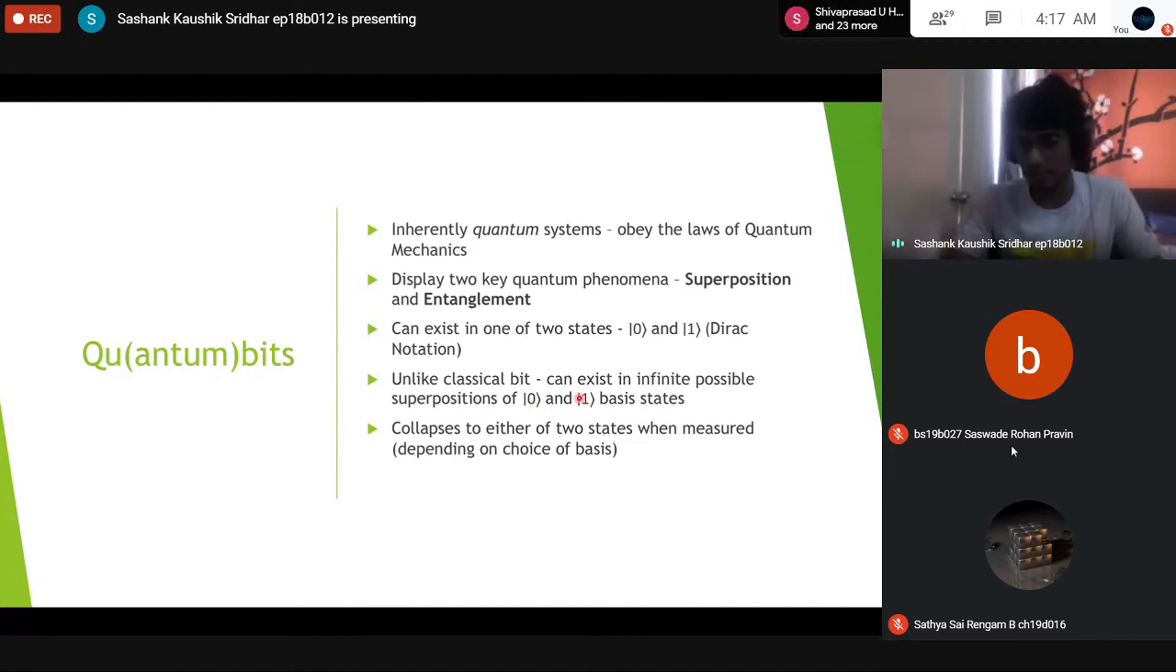And you can choose this basis, the 0 and 1, depending on what kind of measurement hardware you use. Again, let's not get too much into that, but do remember that unlike classical bits, it can exist in infinite superpositions, and unlike analog signals, which are basically voltages and whatnot, when measured it goes to only the 0 and 1 state, which is why it's called quantum. It's quantized in that sense.